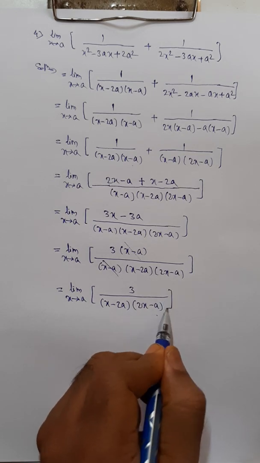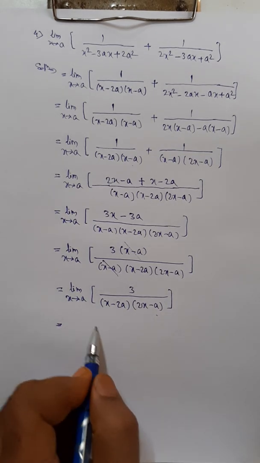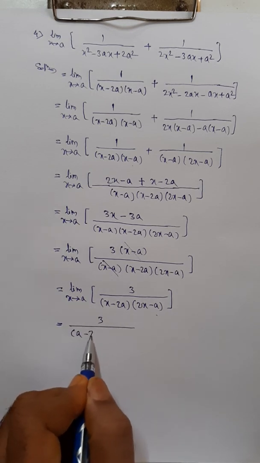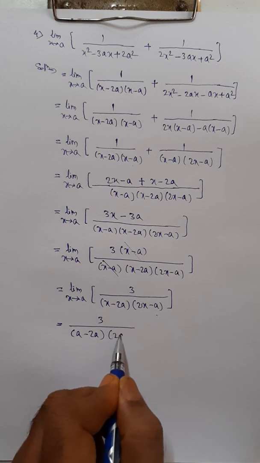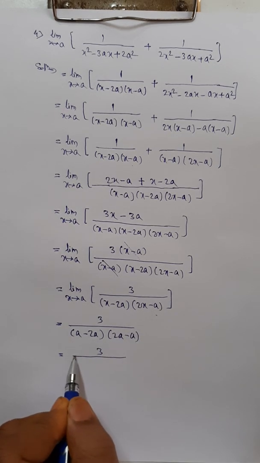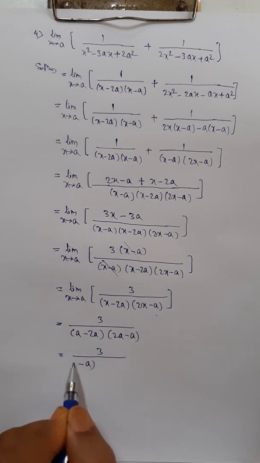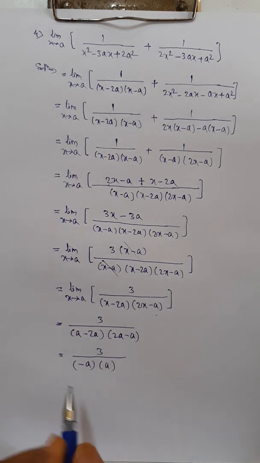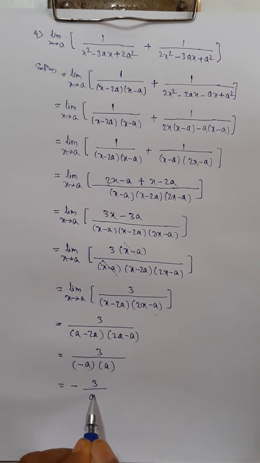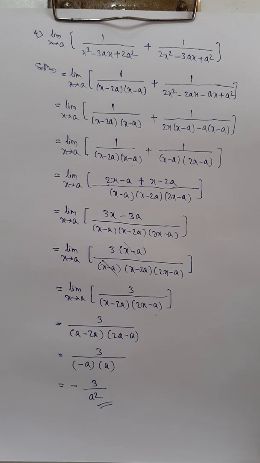So it is equal to limit as x tends to a, numerator 3, denominator x minus 2a into 2x minus a. Now take the limit, put x equal to a, 3 constant, divided by a minus 2a, 2a minus a. So it is equal to 3 divided by a minus 2a, minus a, 2a minus a, and we get here minus sign outside, 3 divided by a into a square. So minus 3 divided by a square is the answer, or is the limit.